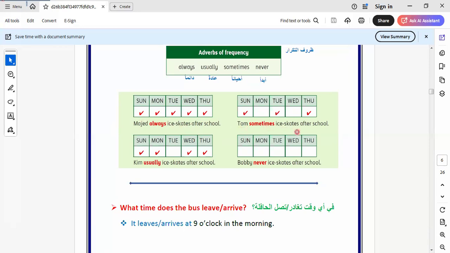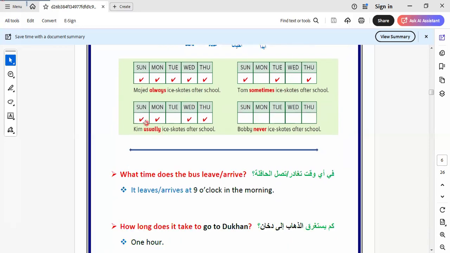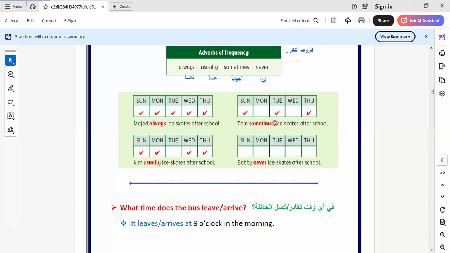Tom: I sometimes skate after school. So here sometimes means the activity can happen, not 100%. You can say sometimes means the habit is I think 50%, 50%. Okay. Here we say usually. Usually is 60 or 50, I don't know, but it happens several times, not all the time.